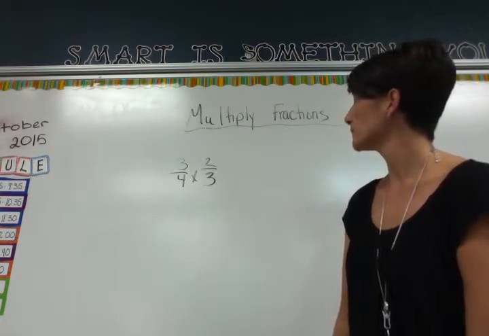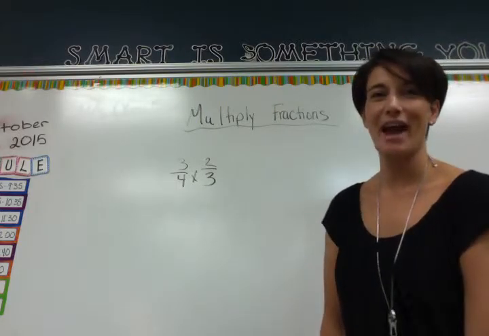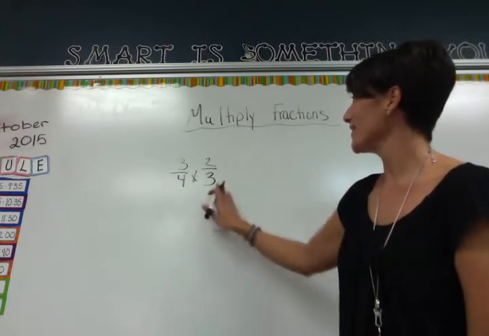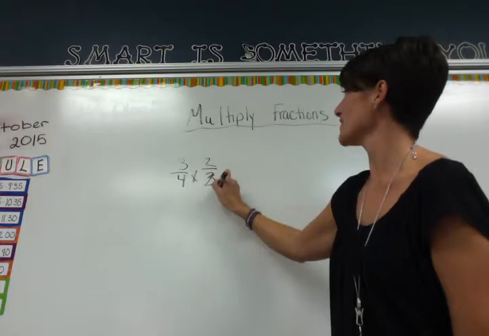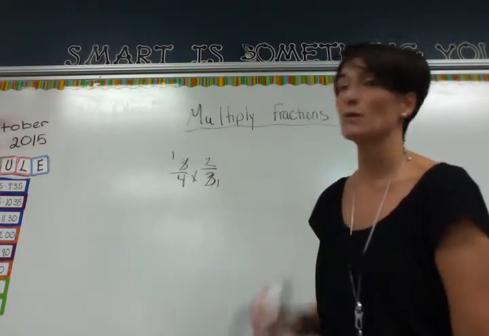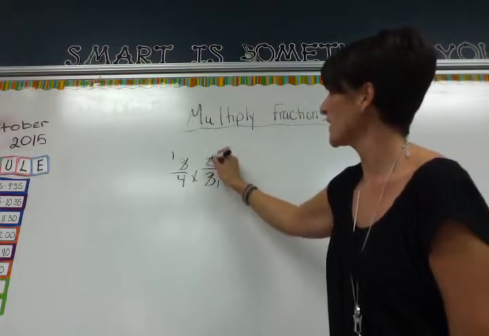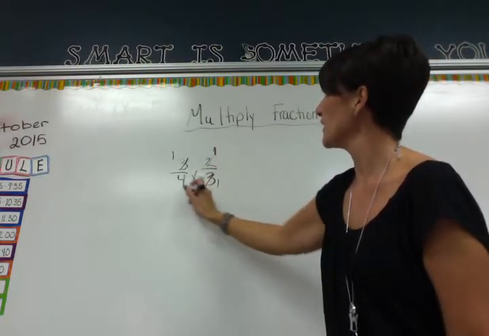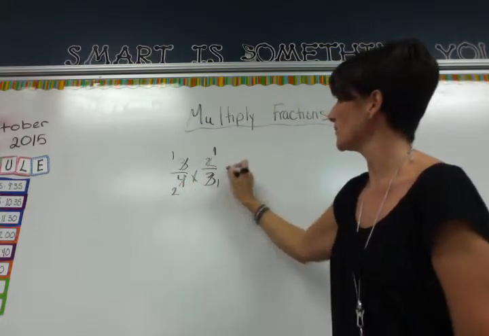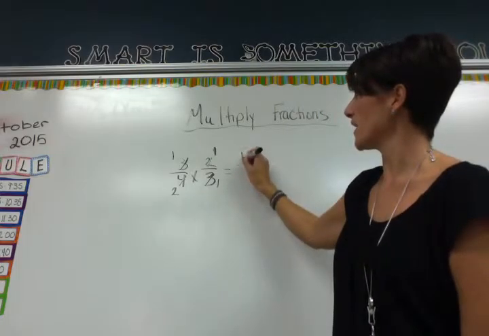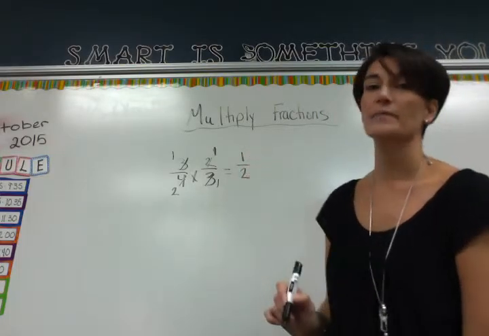I actually can simplify it both ways, right? 3 and 3, I can simplify that down to 1 and 1 because 3 goes into 3 one time. And this way, I can simplify 2, and I can simplify 4 down to 2. And when I'm done, I would get 1/2.